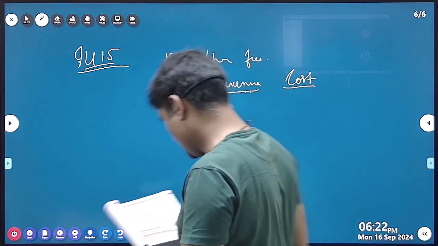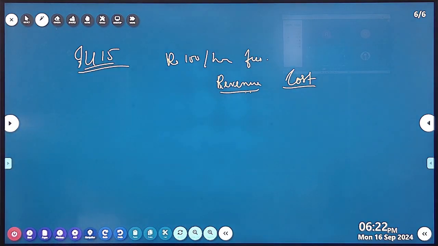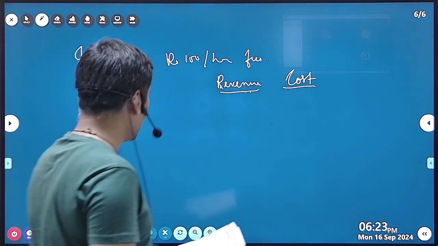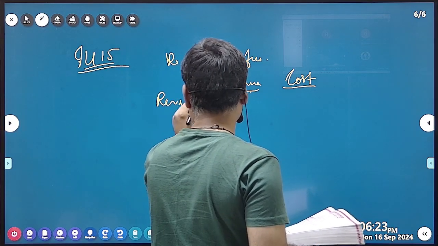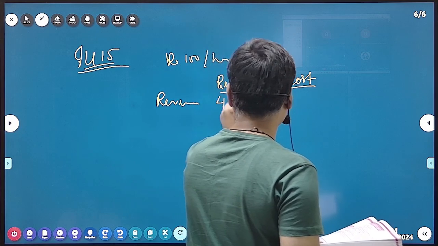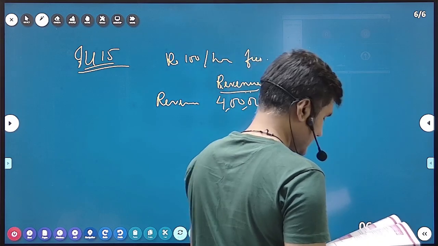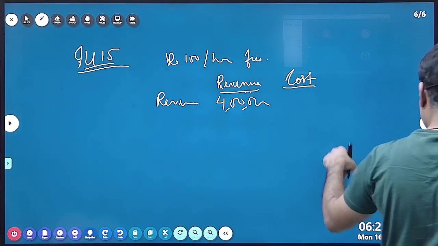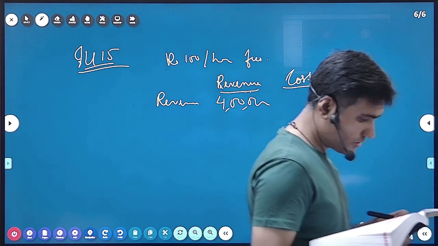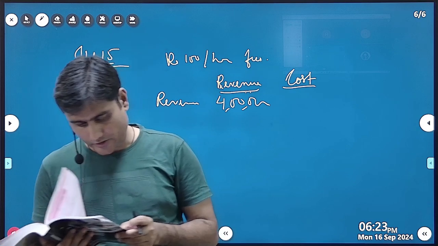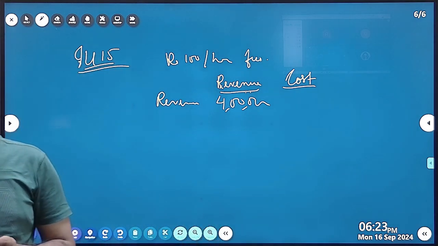Revenue and cost for the month of March 22 are in the following income statement. Revenue is 4 lakhs. Costs are given as many expenses: secretarial support 80,000, supplies 72, then computer cost, then profit is given.